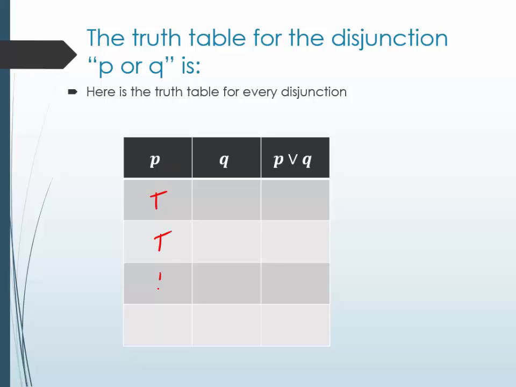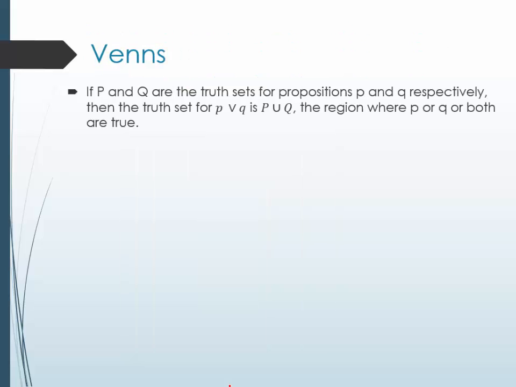True, true, false, false. Next column is what, Linda? True, false, true, false. That's true. And then the final column, what do you think? How about Kim? True, true, true, false. Good job, Kim. One of them has to be true for it to be true. And the last one had nothing, so it's false. Okay? All right. That's disjunction. Cool.